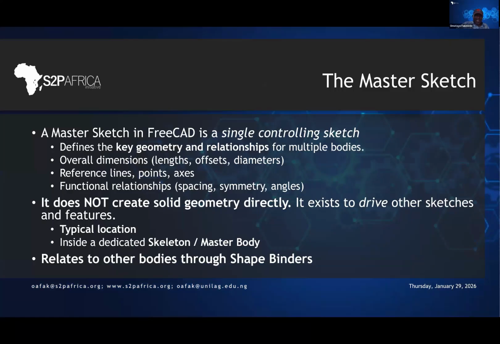So the master sketch. A master sketch in FreeCAD is a single controlling sketch. It defines the key geometrical relationships for multiple bodies, like overall dimensions, lengths, offsets, diameters, reference lines, points, axes, and functional relationships like datum planes, spacing, symmetry, angles. All those things can be defined in the master sketch.